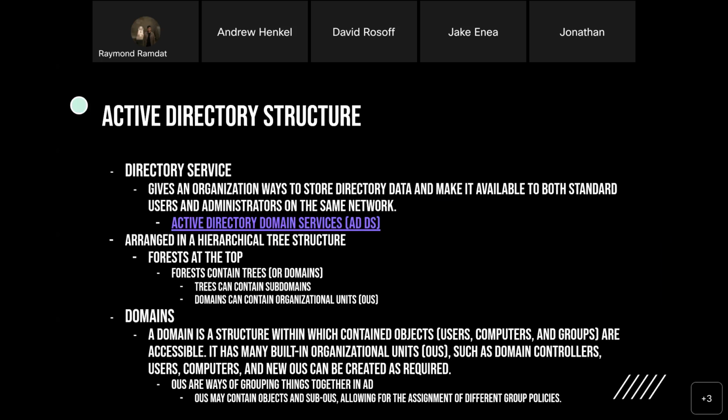At the highest level, you have forests, which contain several trees or domains. Each tree can contain one or more branches, which are also subdomains. And every branch can contain its own leaves, which are the AD objects within that domain. So to break that down a little more, a domain is a structure within which you can basically contain AD objects. We'll get into what AD objects are in a little bit.